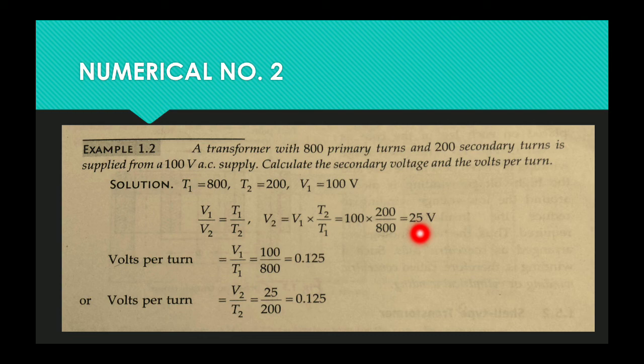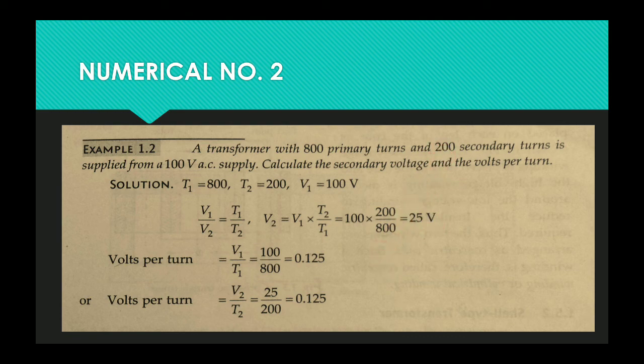So the 25 volt is the secondary side voltage, and the voltage per turn, we know the primary voltage is 100 volt. So in case of primary side, the voltage per turn is equals to 100 by 800, because 100 volt is the supply voltage and primary turns is 800, equals to 0.125. And in case of secondary side, the per turn volt equals to V2 by T2, that is V2 equals to 25 volt, T2 equals to 200.